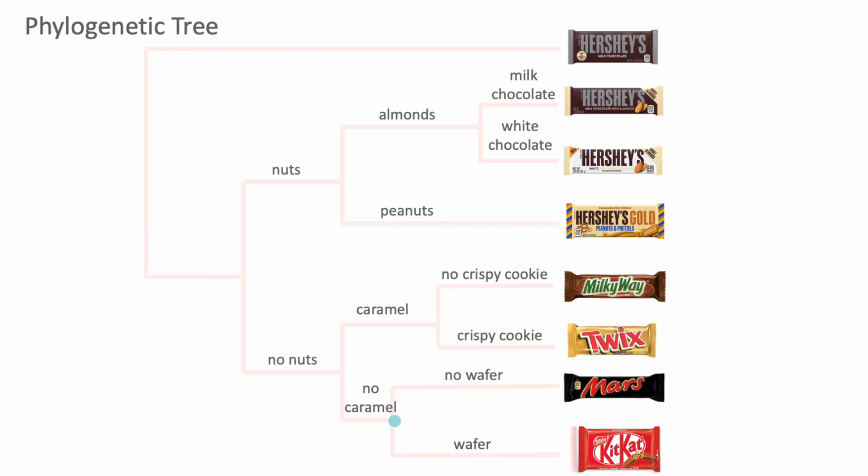Finally, the last node represents the common ancestor between the Mars bars which do not contain a wafer and the Kit Kat bars which do have a wafer.